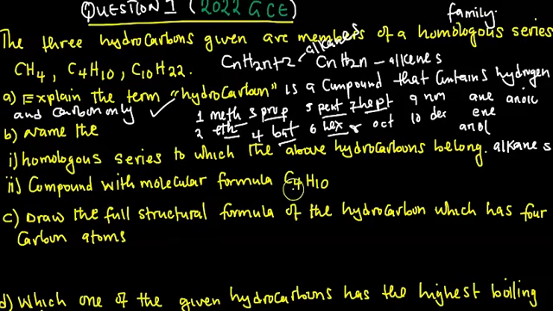Now, for this one, we've established that these are alkanes. So what is the name for this? How many carbons? 4. So this one is going to be butane, okay?